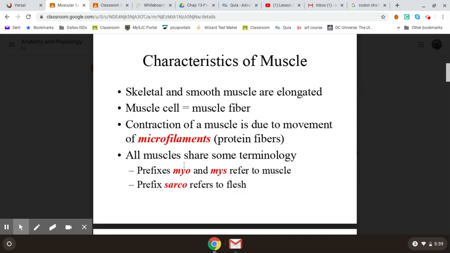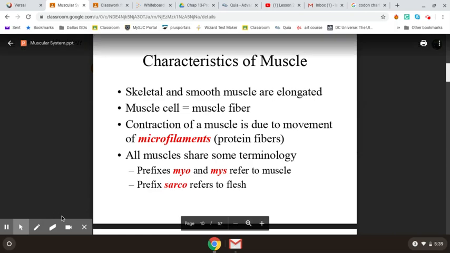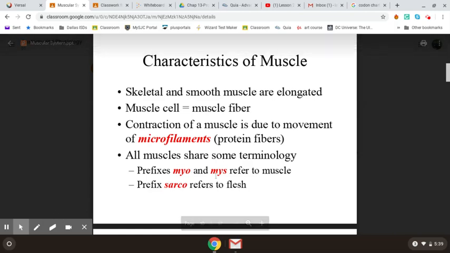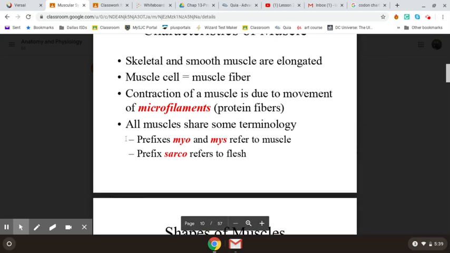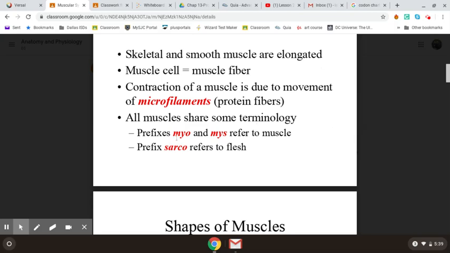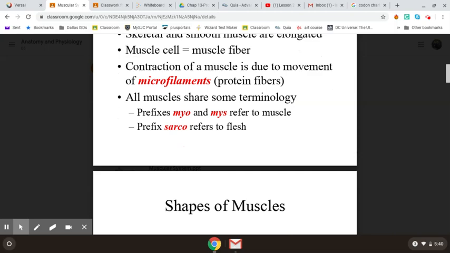Okay, there are some terms here that you might want to know when talking about muscles. Okay, myo and mys. Okay, these refer to muscles whenever you see those particular terms. Okay, so a myocardial infarction is a heart attack, right? Myocardium is the muscles of the heart. Okay. Yeah, so that's that. Don't worry about sarcomeres. Okay, we're not gonna get into the microscopic anatomy of a muscle, but a sarcomere is a microscopic anatomical feature of a muscle fiber, which we don't really need to know right now.